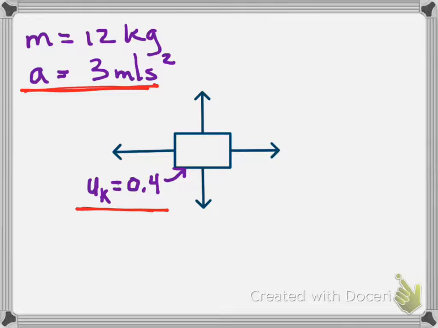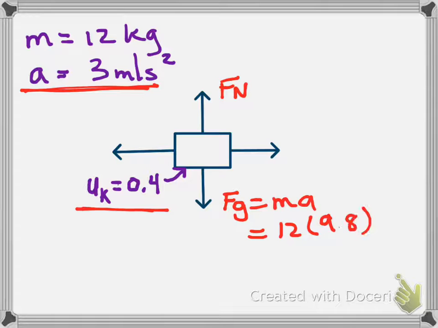So we're going to figure out our normal force. The way we figure out our normal force is we're going to figure out our force of gravity. So it's going to be mass times acceleration. We know that we have 12, and that's going to be multiplied by 9.8. So that's going to equal 118 newtons. Again, I've just rounded that answer. We're not moving up and down, so that's going to be the same. So 118 newtons.